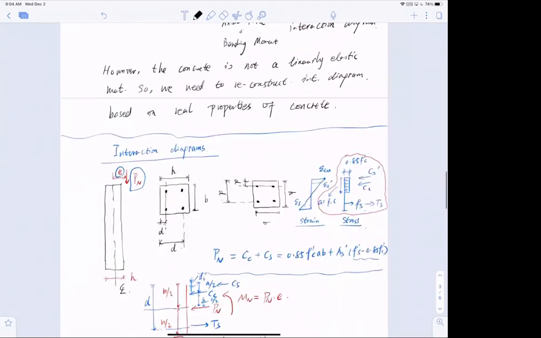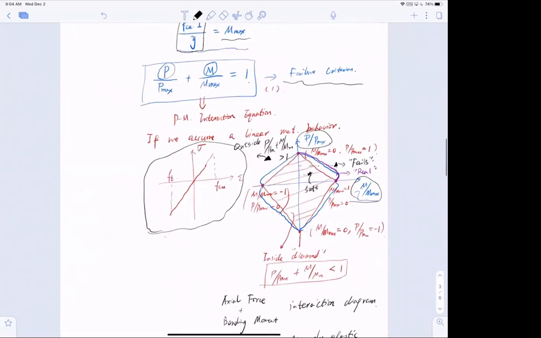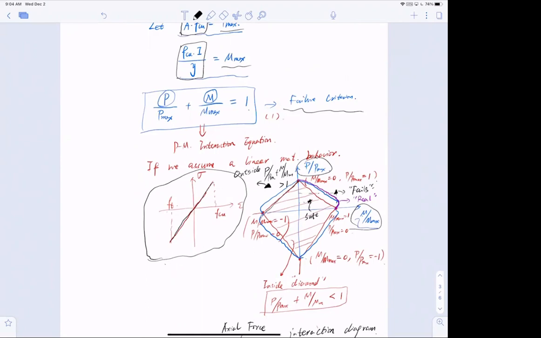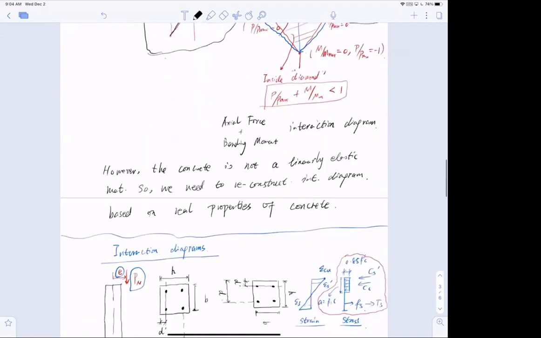Okay, now we also talk about it. This diagram was based on the assumption that the stress-strain relationship is linear. It's a straight line, okay? And we can have the straight line here. But if the material's property is not linearly elastic, for example, concrete is non-linear, we cannot draw a diamond shape like this, okay?